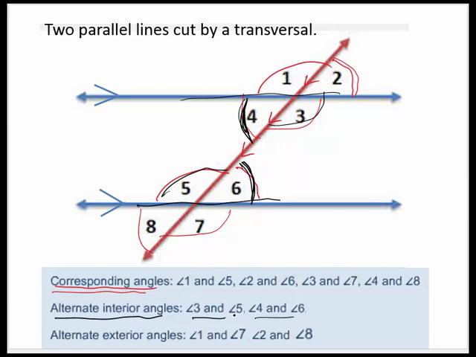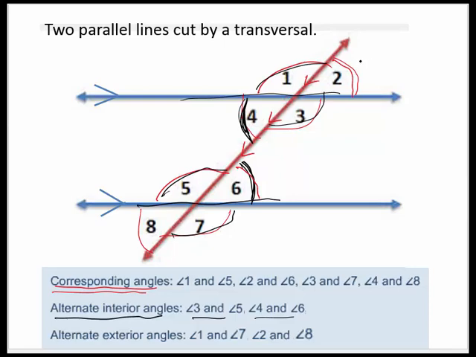And then we also have what are called alternate exterior angles for obvious reasons. 1 and 7 would be alternate exterior because they're on the alternate side of the red line but are on the exterior of the blue lines, and 2 and 8 are also alternate exterior. So those pairs of angles are all congruent. Now I guess I could tell you this.